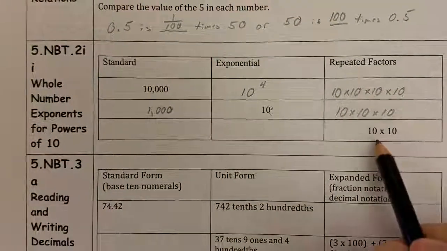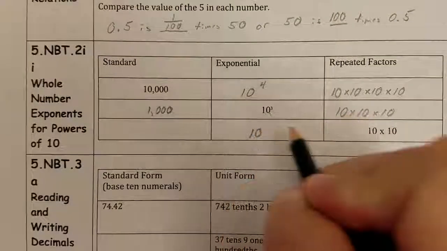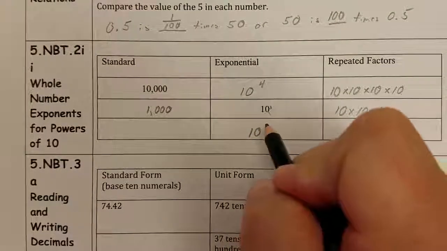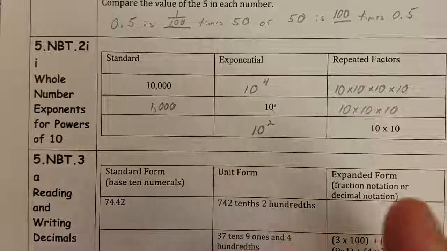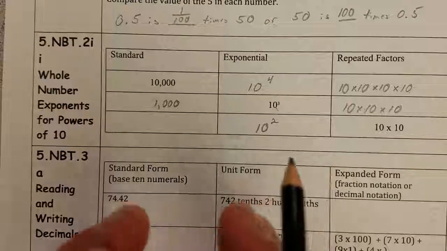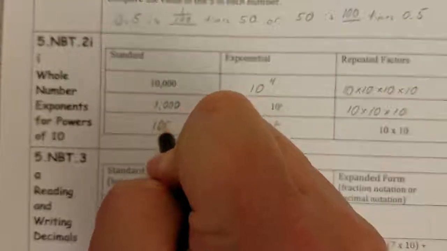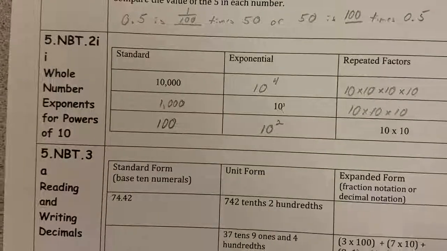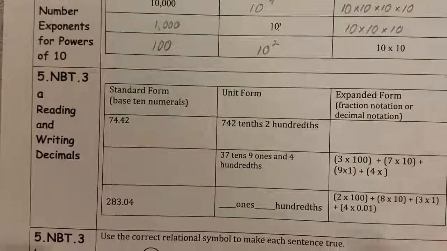Okay. Now I have repeated factors, so I have a base of 10, and I have 2. Well, now I can look at that repeated factors, and I can do my standard form. So 10 multiplied by 10 moves one place. It's 100. That's whole number exponents. Now I'll slide this up.